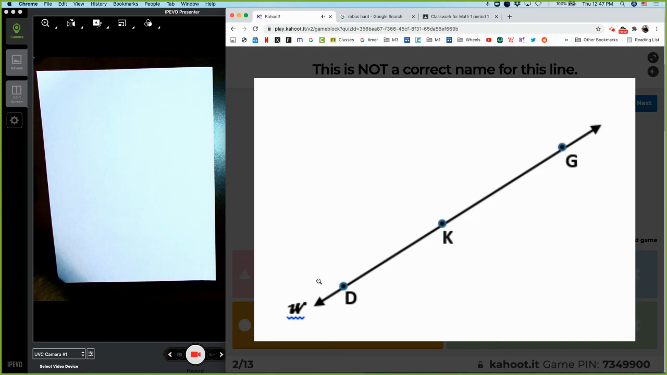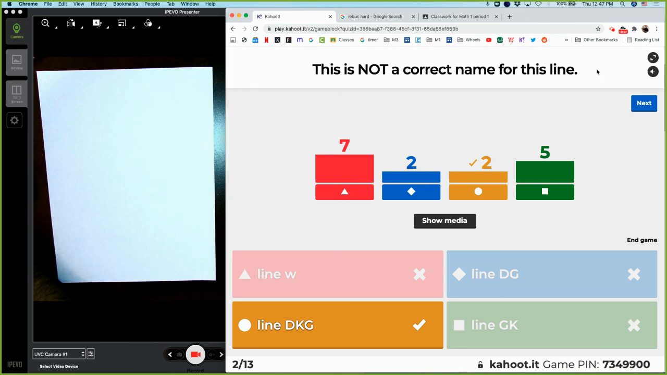Okay, so this can be line W. Remember the small lowercase cursive letter that we were looking at. So this is line W. This is line DG. This is line KG. And this is line DK. All those are acceptable answers for the line. So the only one that isn't right is DKG. You don't need 3 letters, okay? All the other ones that are here are correct.